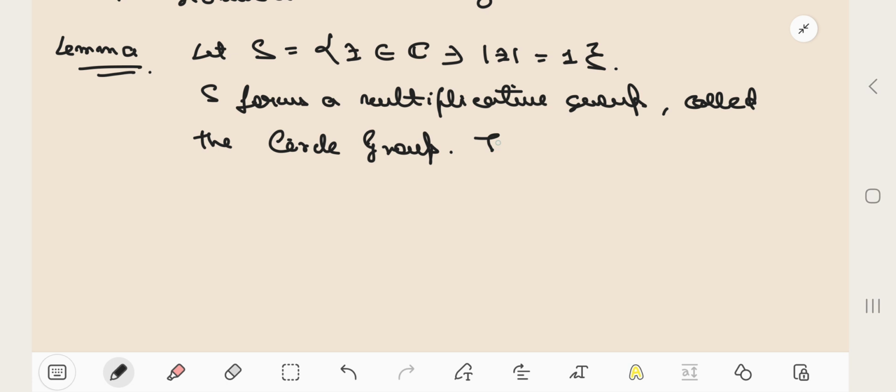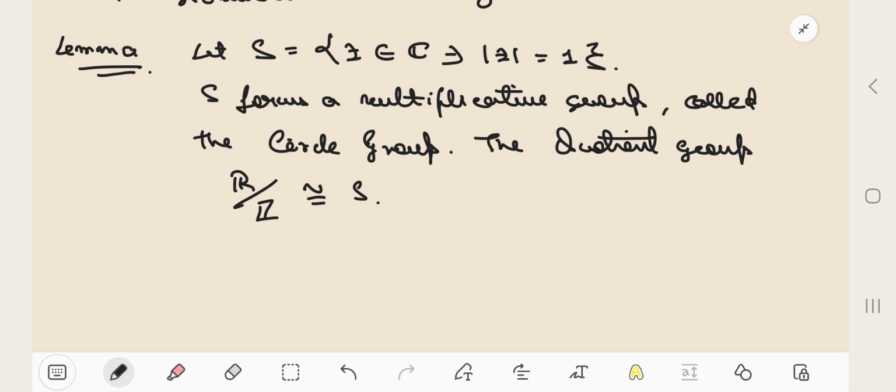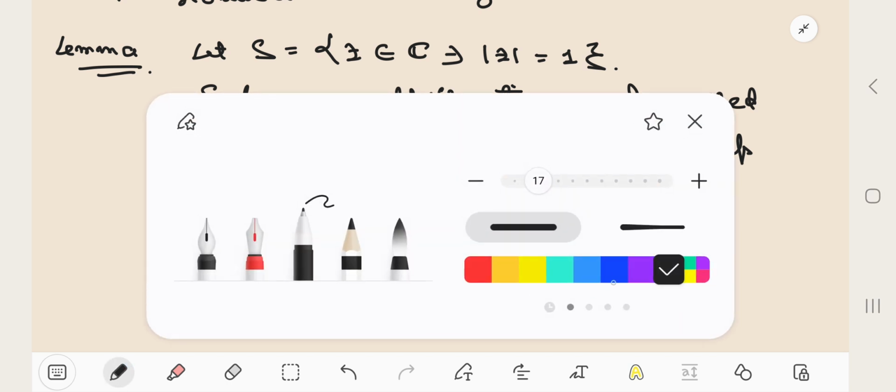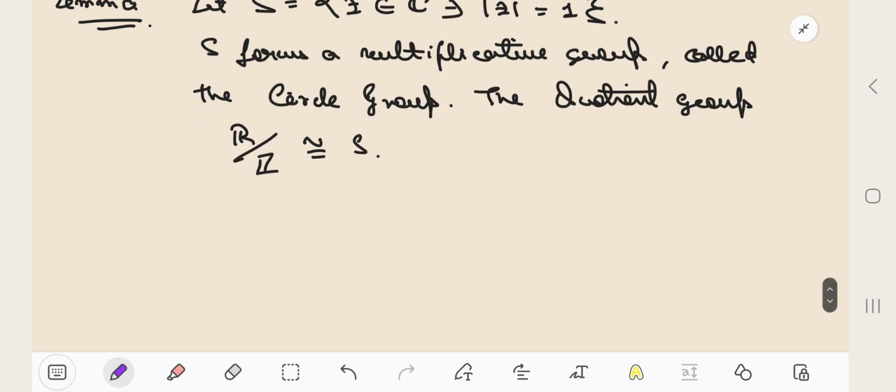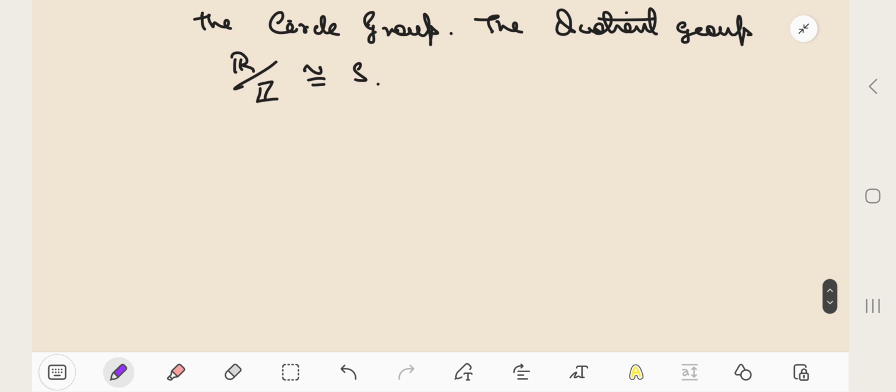Okay. The quotient group R mod Z is isomorphic to S. Clear? Now before diving into the proof of this lemma, which is indeed quite simple, let us first get into a few notions of what these S things typically are. So let us quickly talk about this.